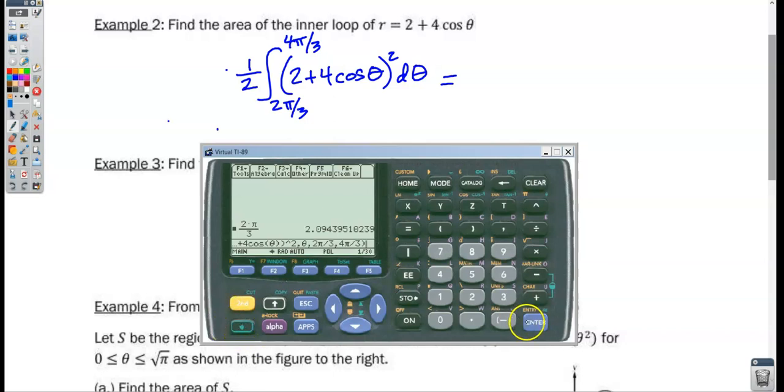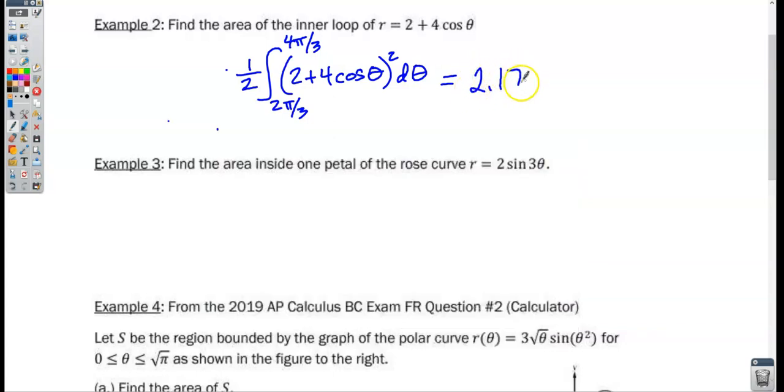And I'm going to go ahead and hit enter now, and let my calculator calculate a little bit, and hopefully it will give me the area inside of that inner loop. It's taking a while. My calculator is slow and lethargic. There it is, 2.174. And that is the area of the inner loop of that curve.